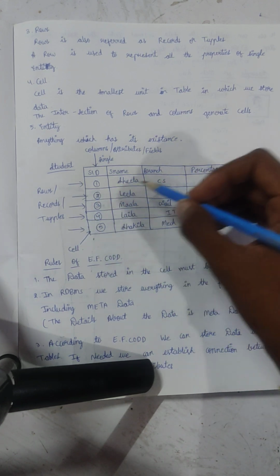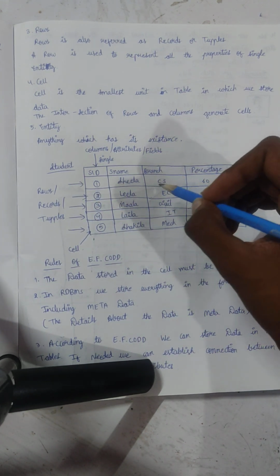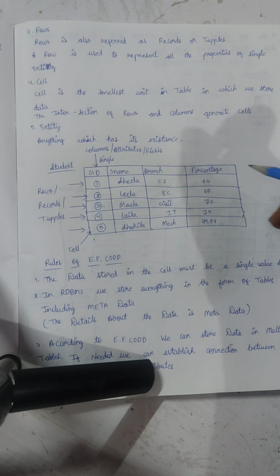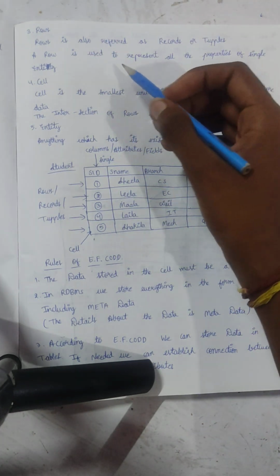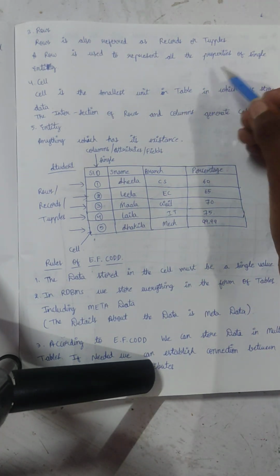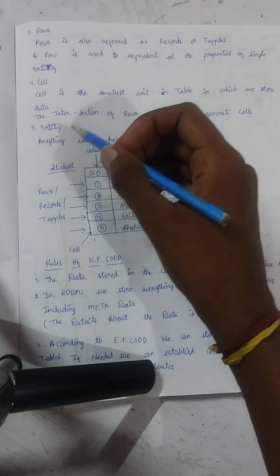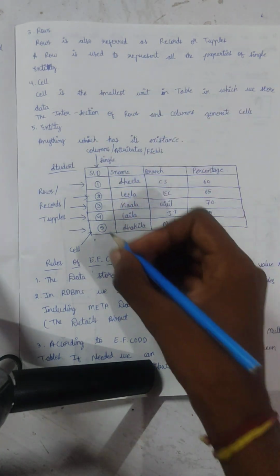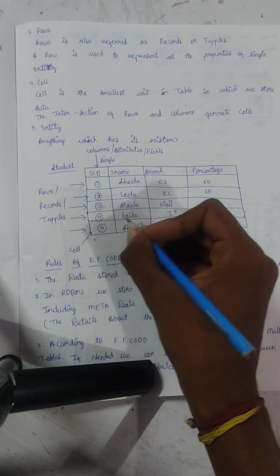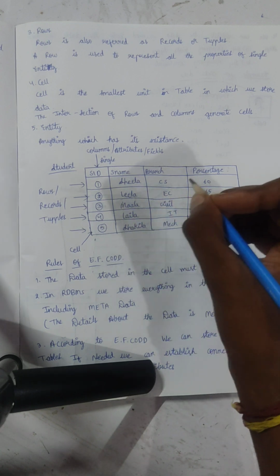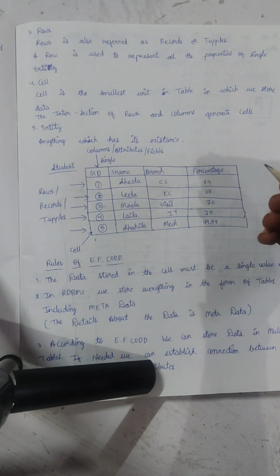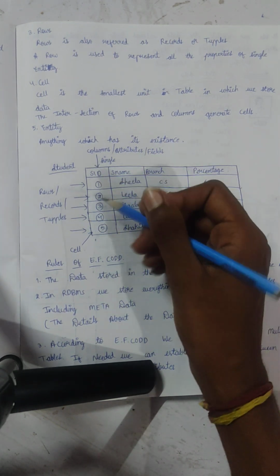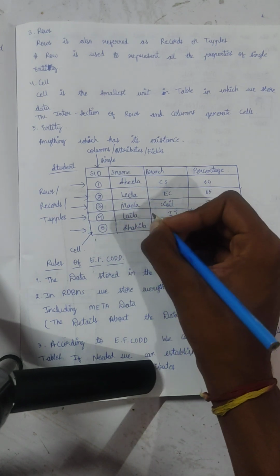It is a horizontal row. It is the representation of all properties of a single entity. Cell is referred to as the single smallest unit in a table in which we store data. It is the intersection of rows and columns.